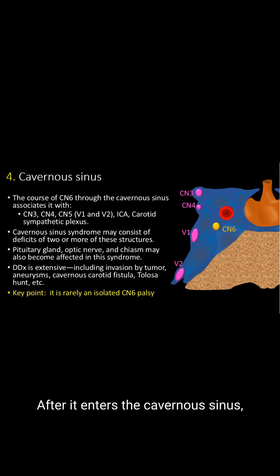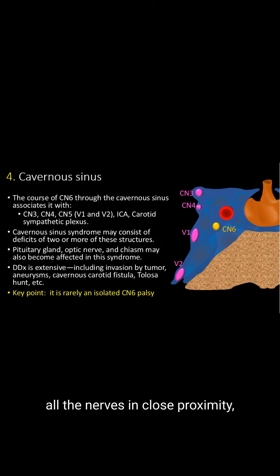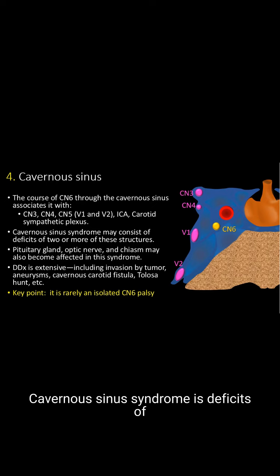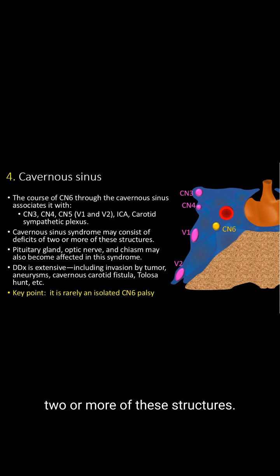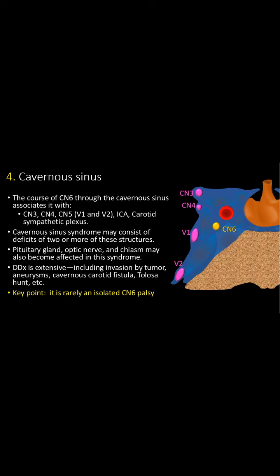After it enters the cavernous sinus, things start to get complicated. Because of all the nerves in close proximity, isolated palsies here are rare. Cavernous sinus syndrome is deficits of 2 or more of these structures. Now, both the deficits and differentials are extensive. It's time to call neurology again.